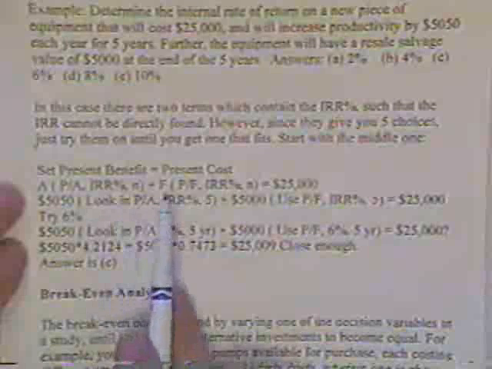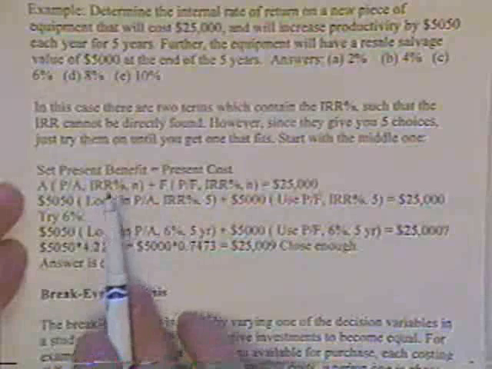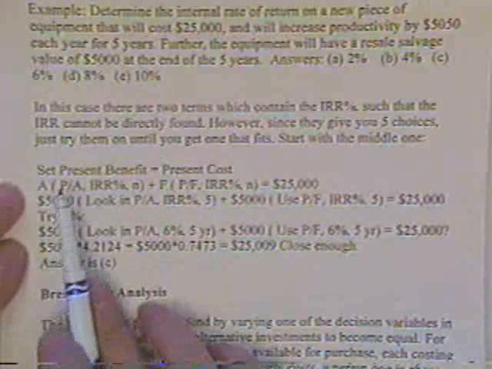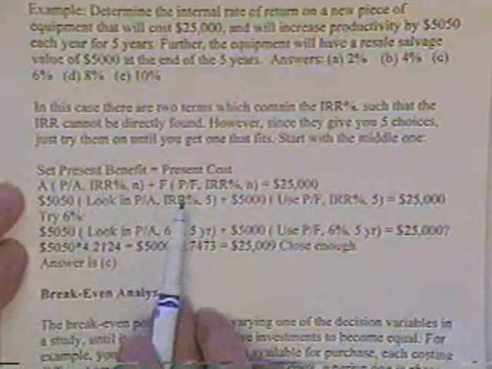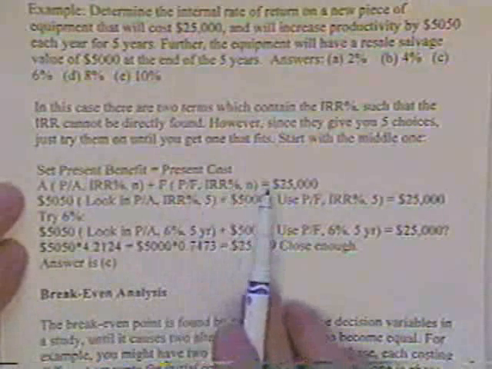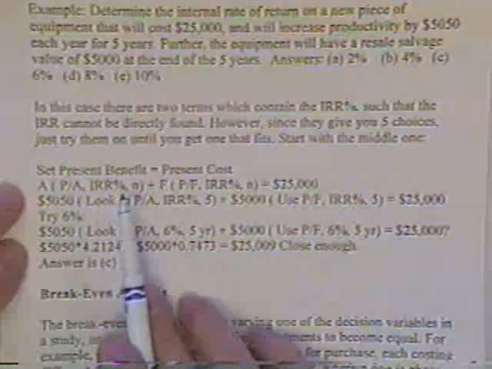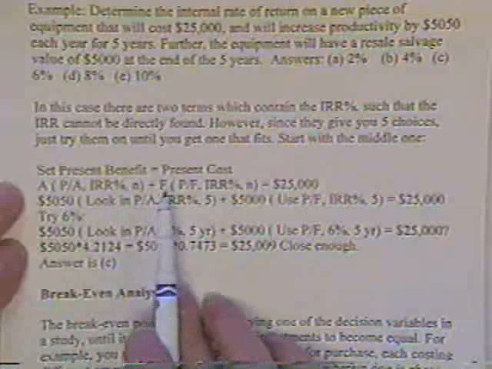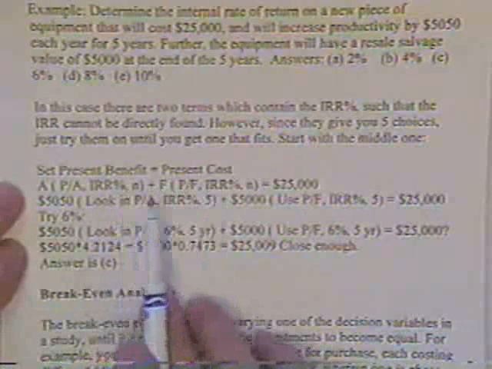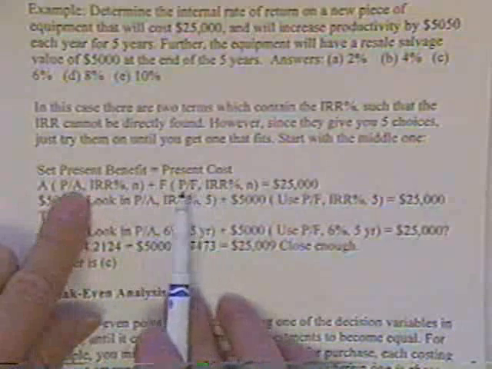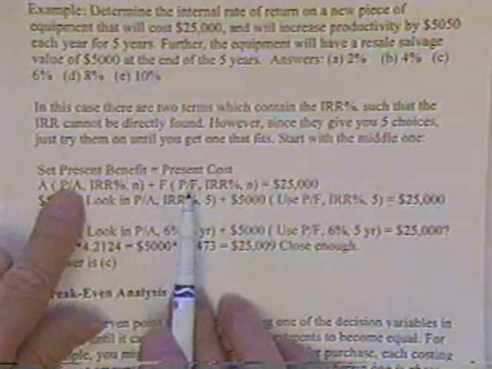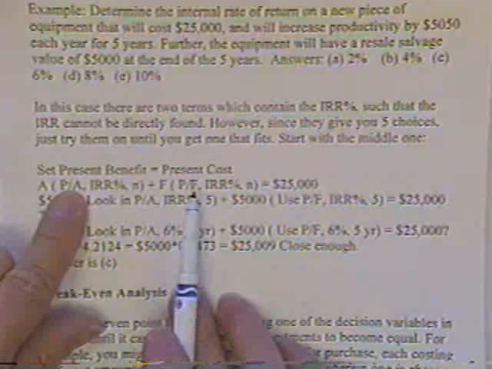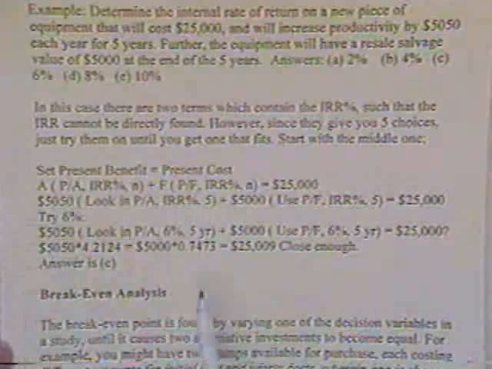Now then, there are 2 terms which have IRR in them, namely the present benefit due to the annual increase in productivity, $5,050 times P over A, IRR, and the benefit is also because you're going to get some $5,000 back at the end of the payment period. And so there are 2 terms that have IRR, and they come from 2 different columns, and therefore we can't just add them together somehow and find the answer. And so in this case, we're going to have to go to the tables immediately.